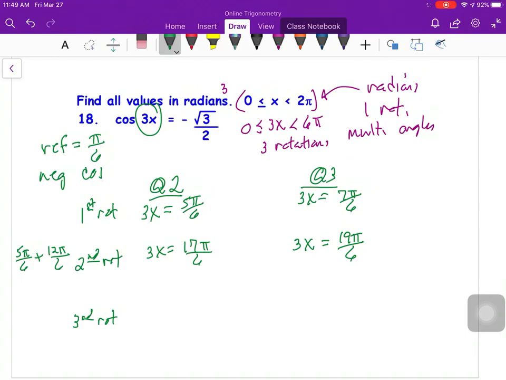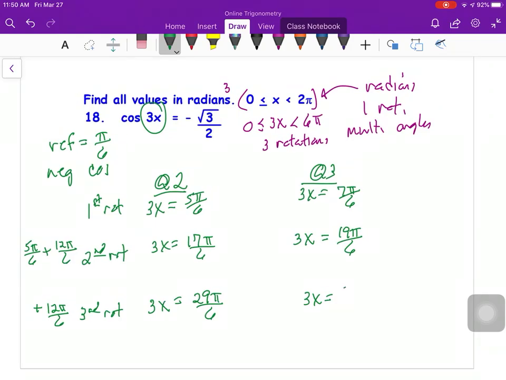And don't forget, we have a third rotation. On that third rotation, we're yet again adding another 12 pi over 6, 2 full pi's. So the 3x would be equal to 29 pi over 6. And here the 3x would be equal to 31 pi over 6. And we still have to finish that.